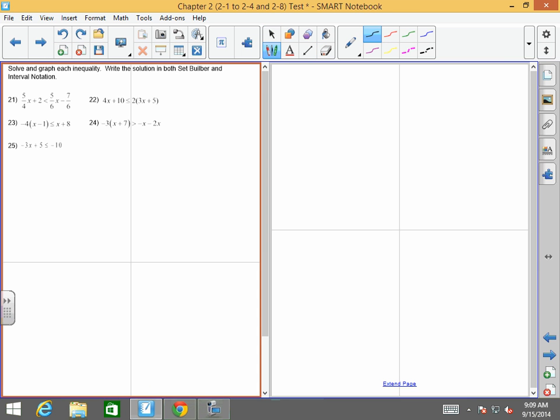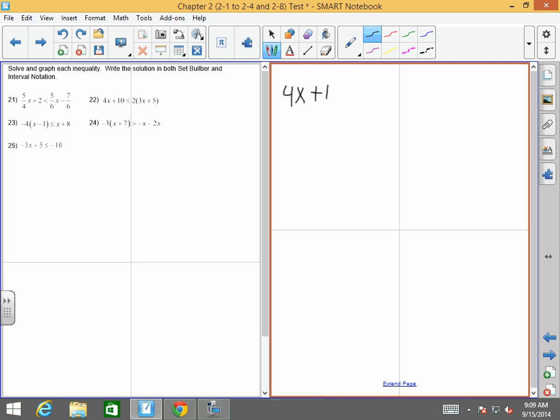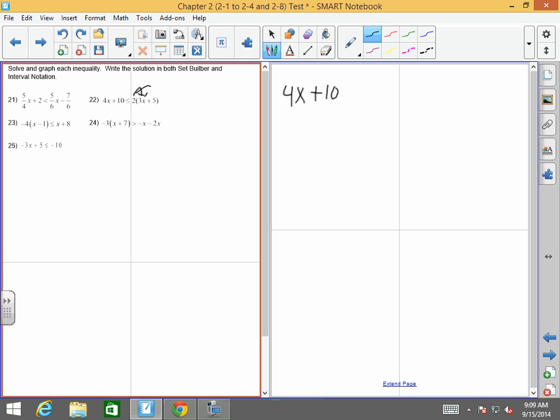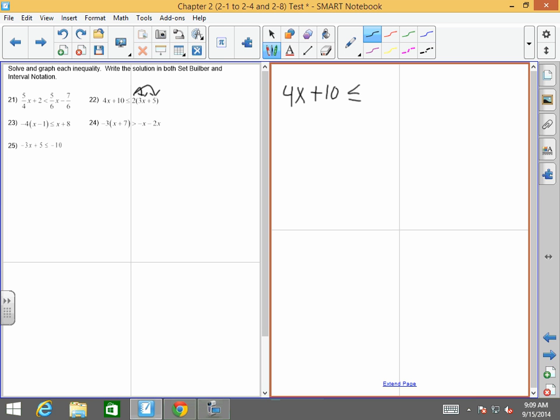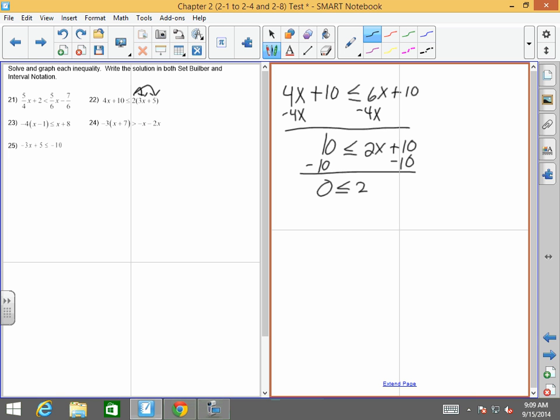Number 22. I've got 4x plus 10. I got to speed this up. I'm going to distribute that 2 right off the bat. It's less than or equal to 6x plus 10. I'm going to subtract 4x to both sides. 10 is less than or equal to 2x plus 10. Subtract 10 to both sides. 0 is less than or equal to 2x. Divide by 2 to both sides. And x is greater than or equal to 0. Set builder, x is greater than or equal to 0.